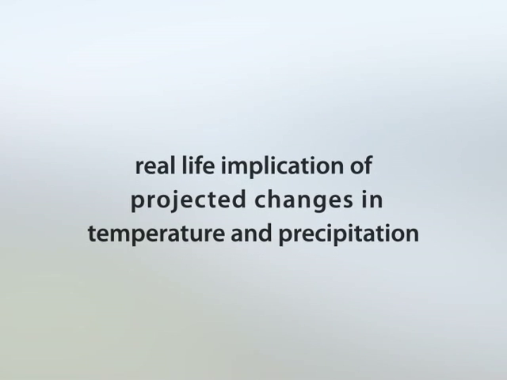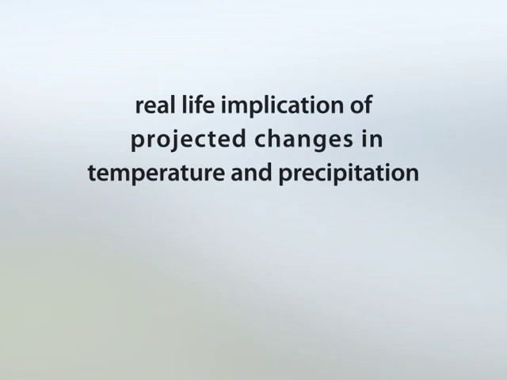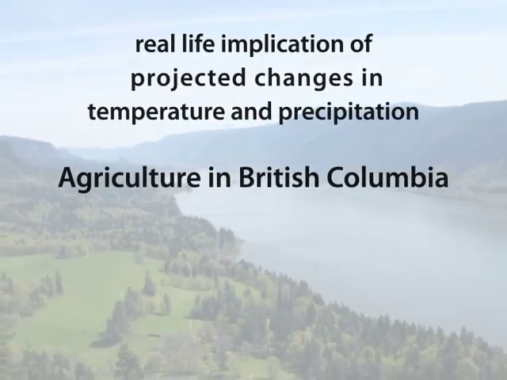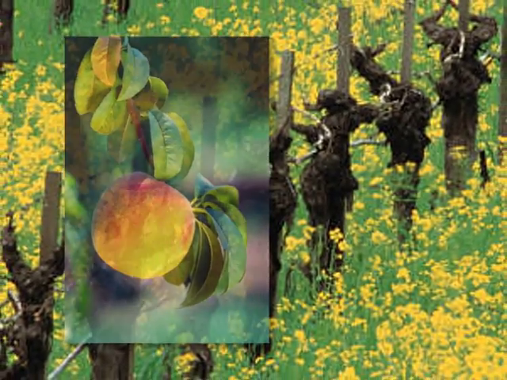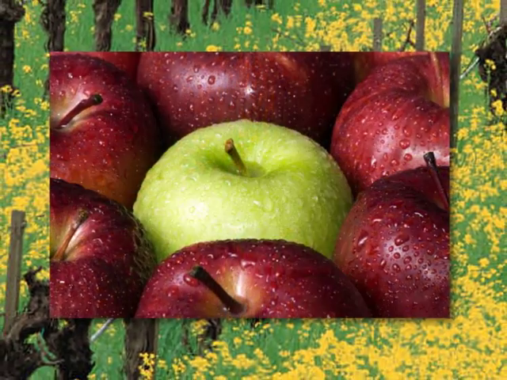Here is another real-life implication of these projected changes in temperature and precipitation. Consider this example of what these projected changes may mean for agriculture in BC. British Columbia has many areas of rich agricultural land that yield world-class fruit and vegetables for us to eat and which are exported to other parts of the country.